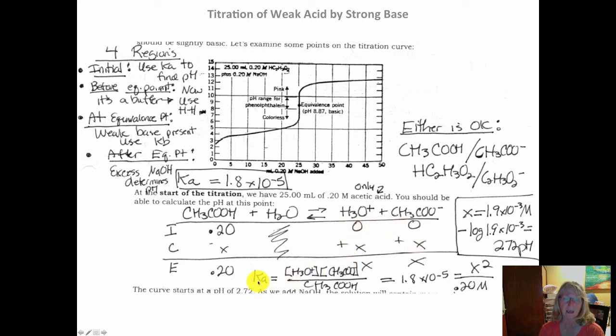So it's your classic Ka equals X squared over the original concentration. Since Ka is small, ignore the X in the denominator: X squared over 0.2 molar. Solving for the square root of that value, I find that X equals 1.9 times 10 to the minus 3. That could represent the hydronium, and I take the negative log and find that the pH is 2.72. That's where we're starting right there. Okay, now that I have the initial pH, let's start adding some sodium hydroxide.